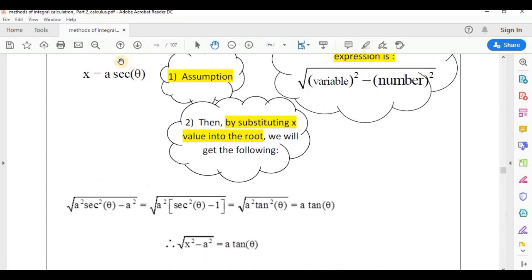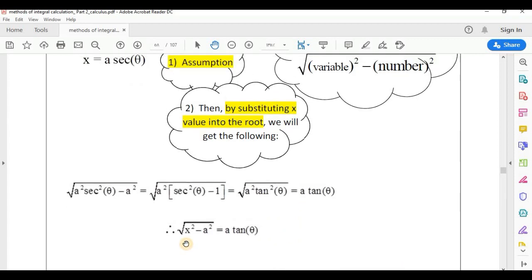After putting the x value into the root, we will get this result, and after taking a square as a common factor, it will be a square multiplied by sec square theta minus 1. This part will be equal to tan square, and a square we will keep as it is. After the simplification, the final result for the radical expression square root of x square minus a square will be equal to a multiplied by tan theta.